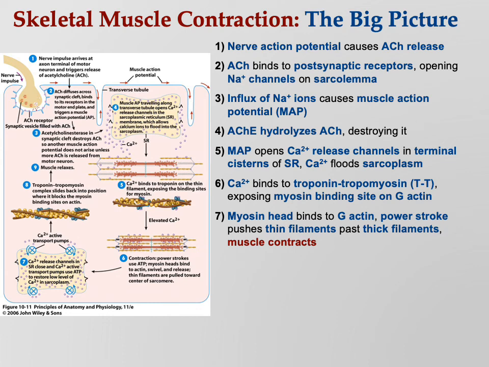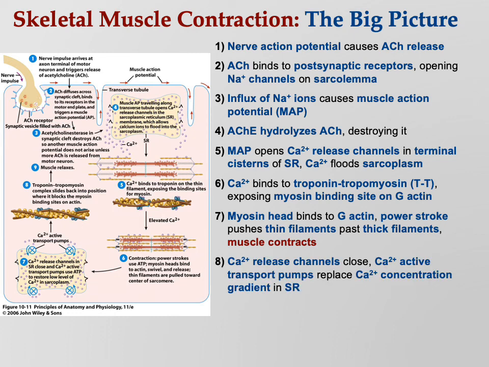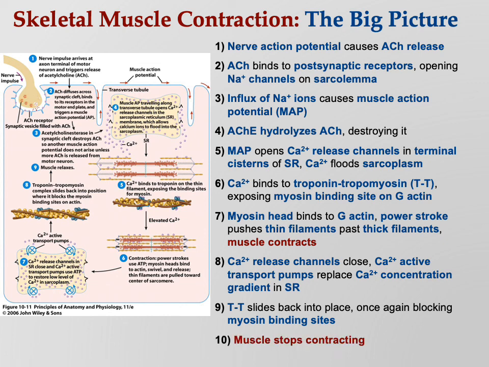Myosin heads bind to actin. That causes the power stroke. That rows the thin filaments past the thick filaments, and the muscle contracts. Then the calcium has to be pumped back into the terminal cisterns of the sarcoplasmic reticulum, otherwise the muscle would contract forever. Then the troponin tropomyosin complex slides back into place, once again blocking the myosin binding sites, and the muscle stops contracting. There you go. We now know the entire story of how a muscle contracts.